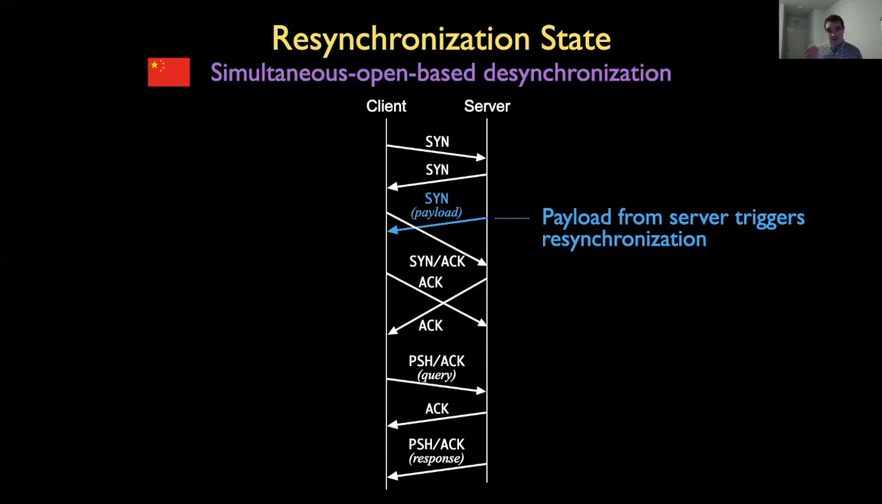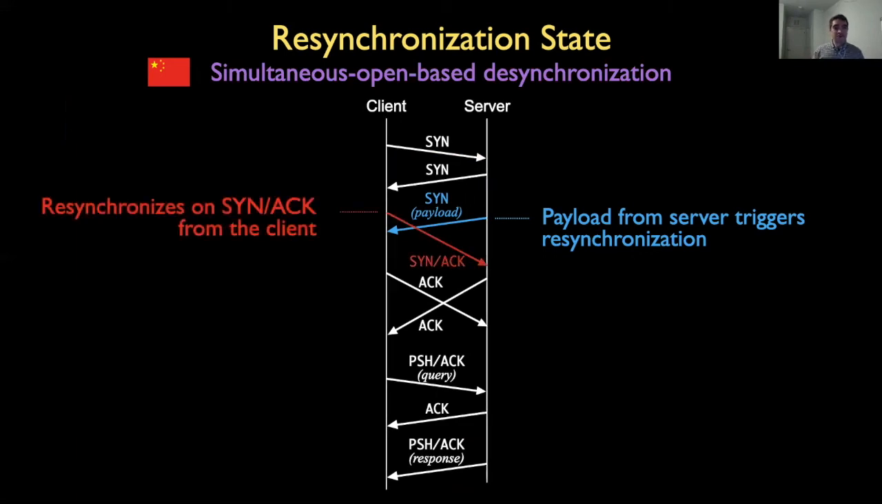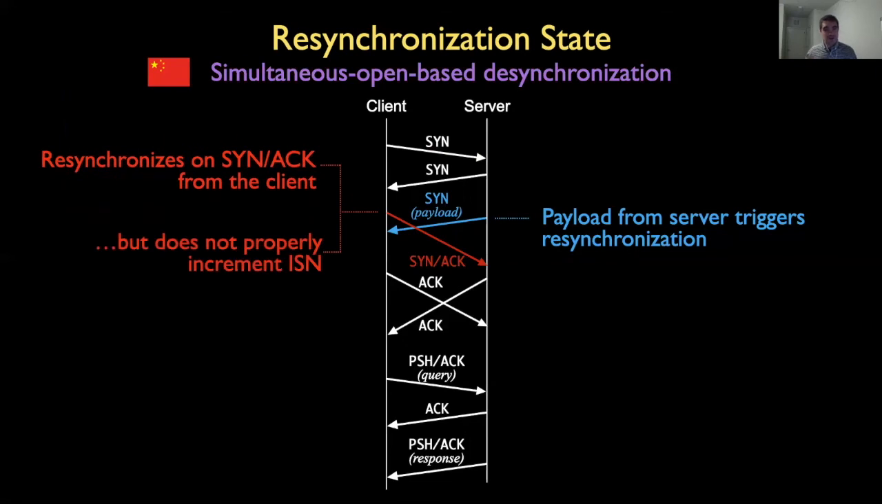What we find, and I'm going to zoom in here on the SYN with the payload, is that this SYN with a payload actually triggers resynchronization within the Great Firewall. And the next packet that it's going to resynchronize on is the SYN-ACK from the client. But because the strategy forces a TCP simultaneous open, we found that there's a bug in the resynchronization state in the Great Firewall where it does not properly increment the initial sequence number. And what this means is that this strategy is actually exploiting an off-by-one bug in the Great Firewall.